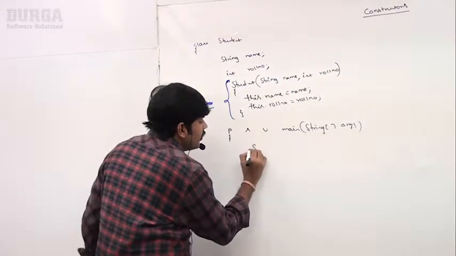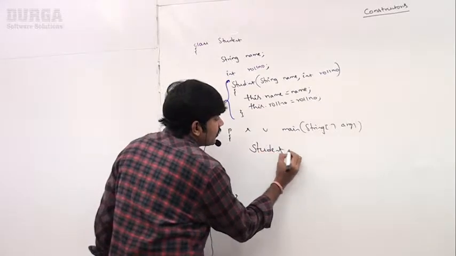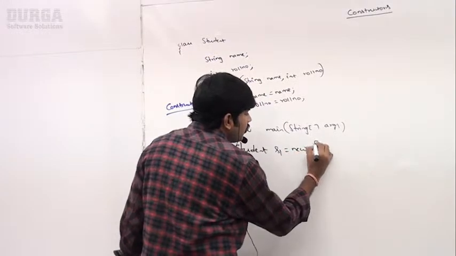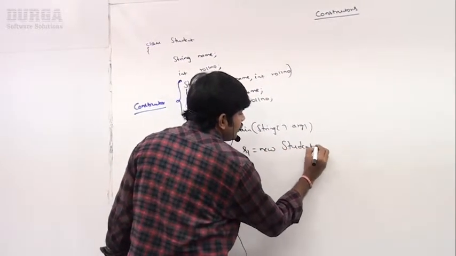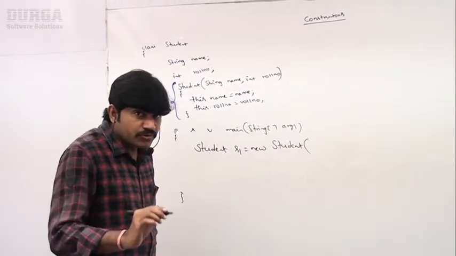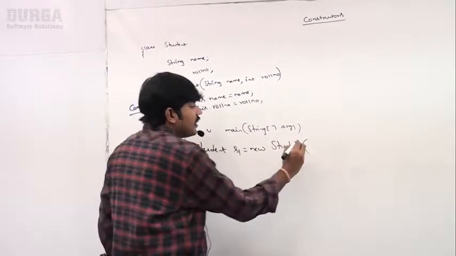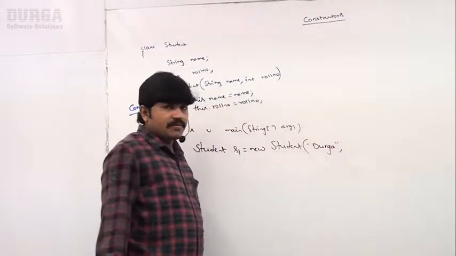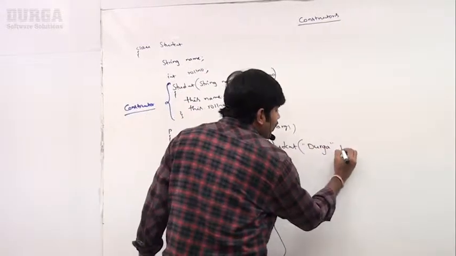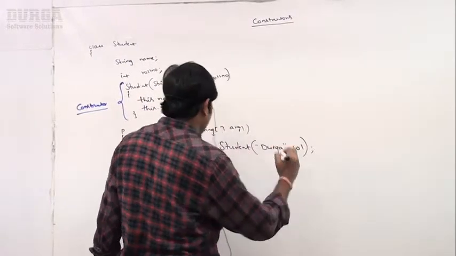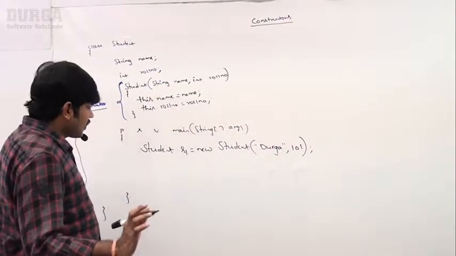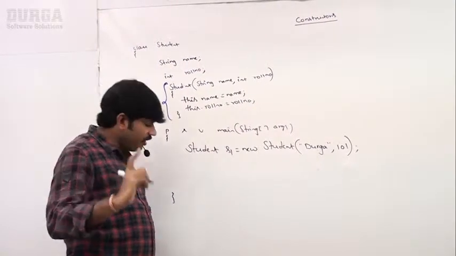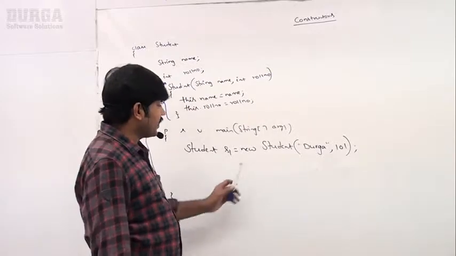Here, see this one. Student S1 is equal to new Student. The name itself is Durga, I'm passing. What is the name I'm passing? Durga. Roll number 101, like this I'm passing, sir. Sir, take very special care. What will happen? Here, one very, very important point you should take care of, sir.